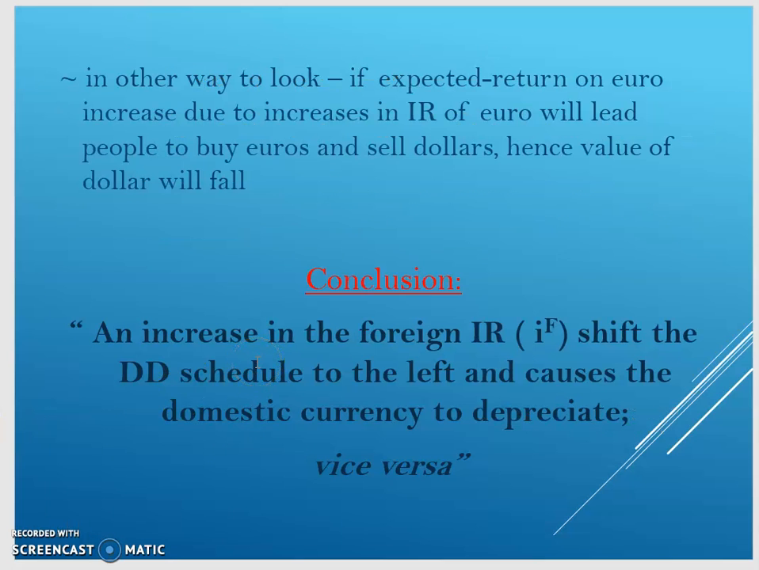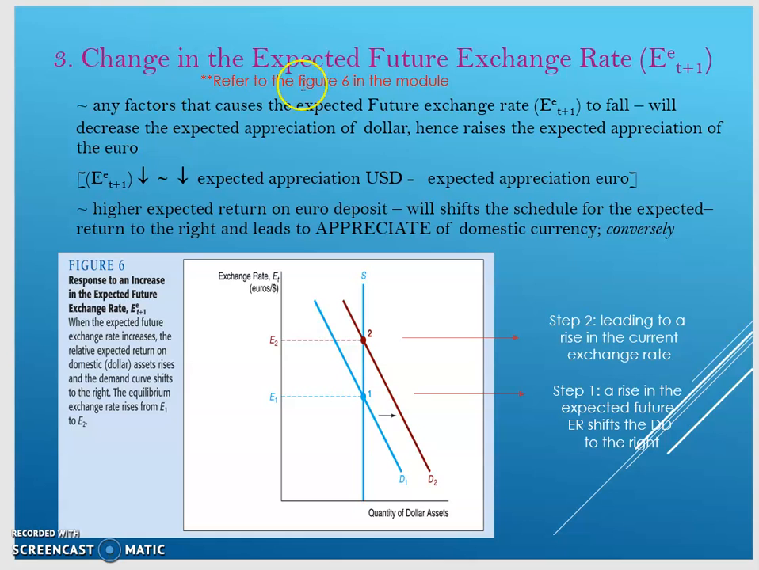Another way to look at it: if expected returns on the euro increase due to an increase in the interest rates of the euro, it will lead people to buy euros and sell dollars, and the value of the dollar will fall. So the conclusion is that an increase in the foreign interest rate shifts the demand schedule to the left and causes the domestic currency to depreciate, and vice versa.